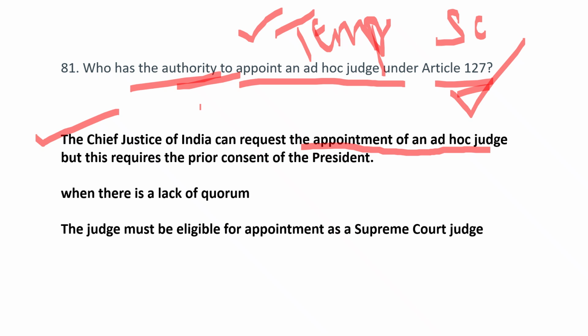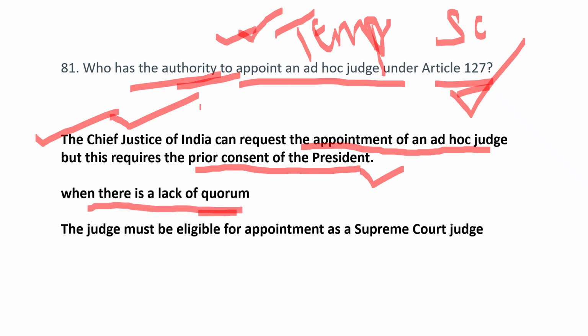But this requires the prior consent of the President. The prior consent of the President is required. The Chief Justice of India will appoint the ad hoc judge. That too, it can be done only when there is a lack of quorum. Quorum means the minimum number of judges that has to be present to conduct the business of the Supreme Court. That is the quorum. If there is a lack of quorum, then only the temporary judges or ad hoc judges can be appointed. That too, prior consent of the President is required.